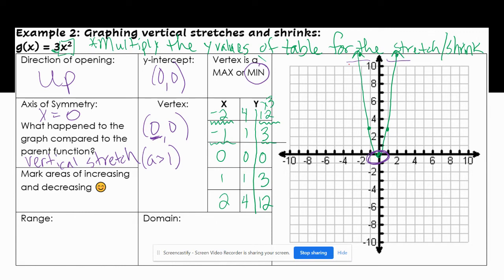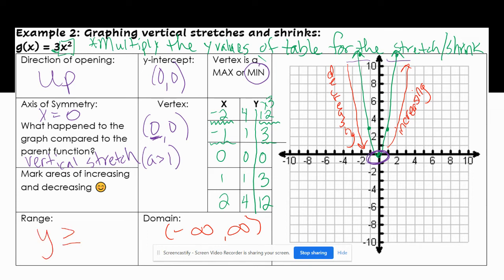Increasing and decreasing again from left to right. So starting on the left, my marker is going down. So this is decreasing. And on the right, my marker is going up. This is increasing. Our domain, always negative infinity to infinity. And our range, because it's opening up, we have y is greater than or equal to the y value of our vertex, which is 0.